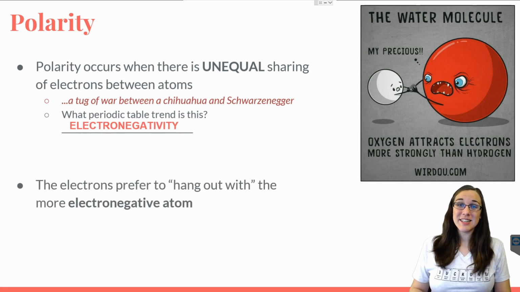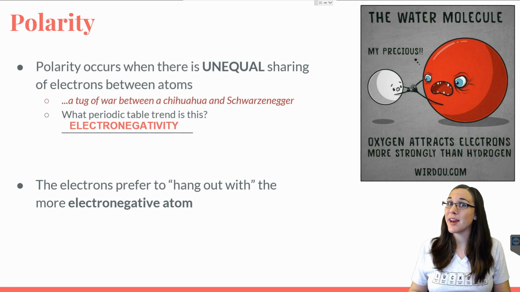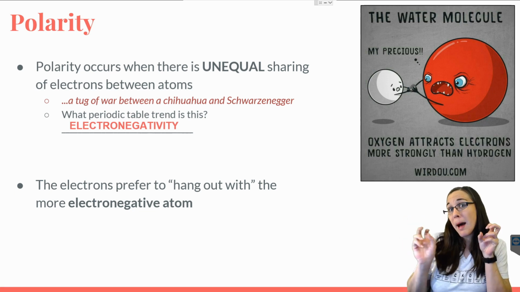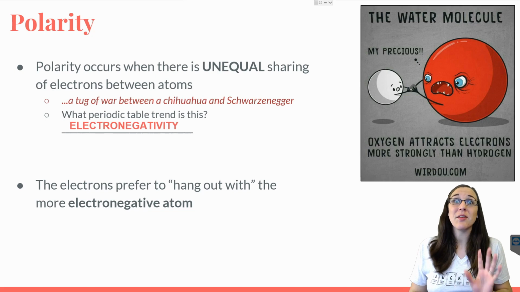Basically, the idea here is that the electrons are biased. They prefer to hang out with the more electronegative atom. That tends to be the popular kid. That's who everybody wants to hang out with. And everybody, I mean all the electrons, want to hang out with the electronegative atom.